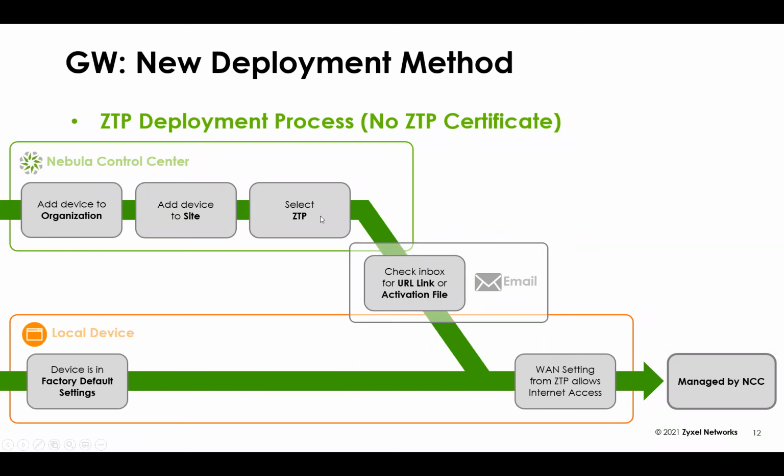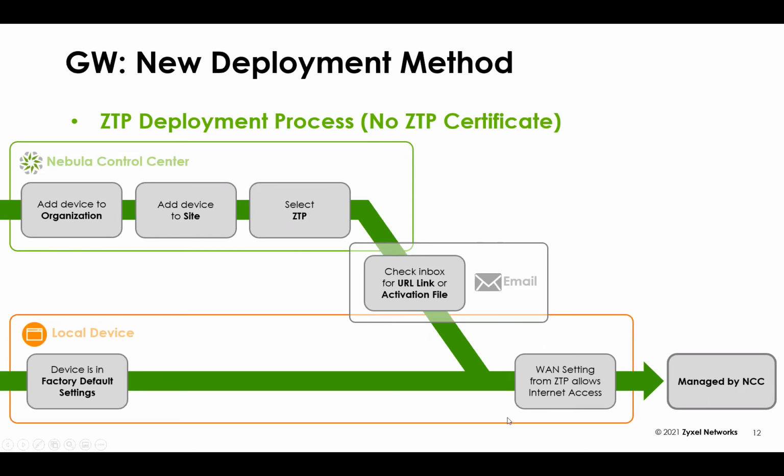So once you selected ZTP, you will check your inbox for a URL link or activation file. It's going to send an email to the account that's registered to my Zyxel with a link in URL that you'll have to copy. And then you'll connect your computer directly to the firewall and run that link.